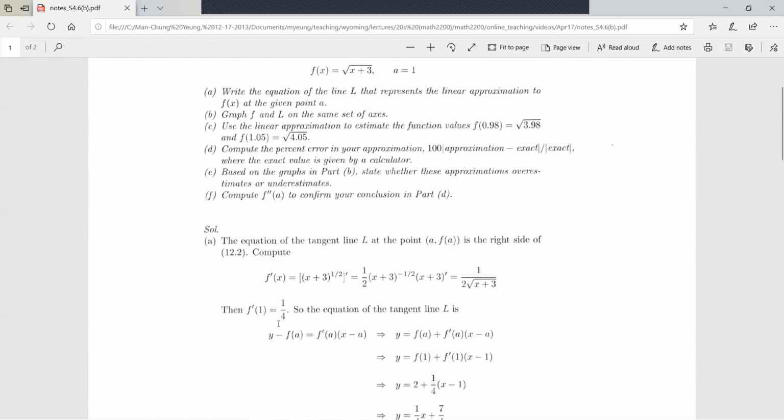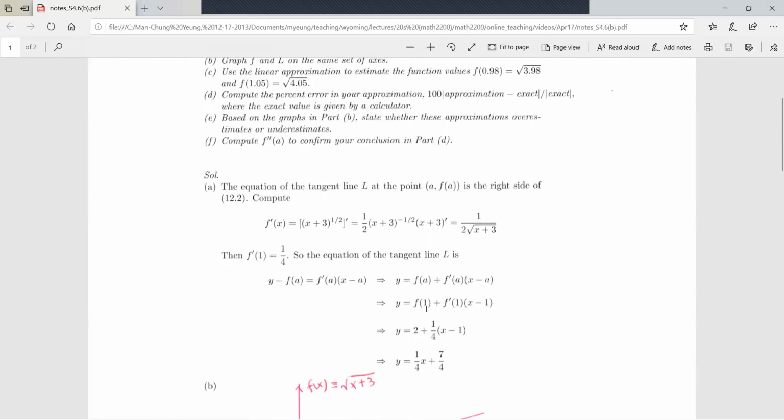Now I have the slope, and I have one point on the tangent line. By the point slope formula, I can write down the equation. This is the point slope formula. y1 is the function value at a. This is the slope of the tangent line. a is 1, so plug in 1 here. The function value at 1 is 2. The derivative at 1 is 1/4. Simplify this expression, then we get the tangent line equation here.